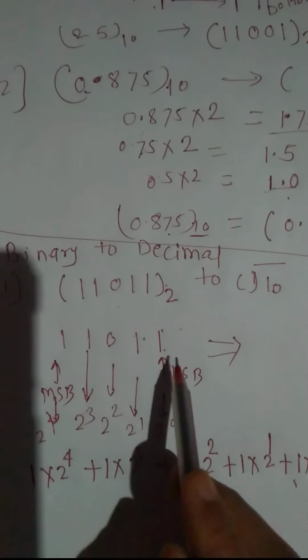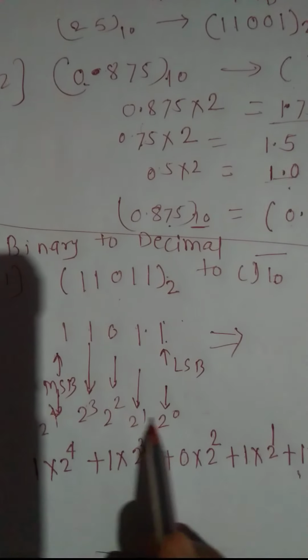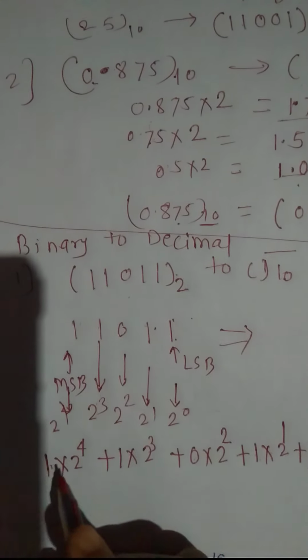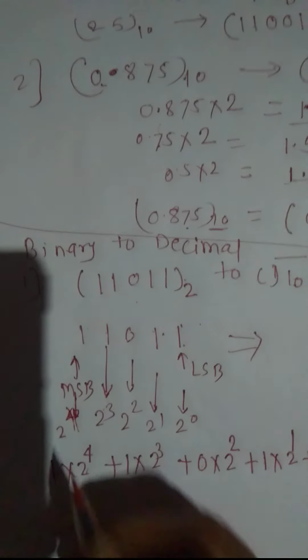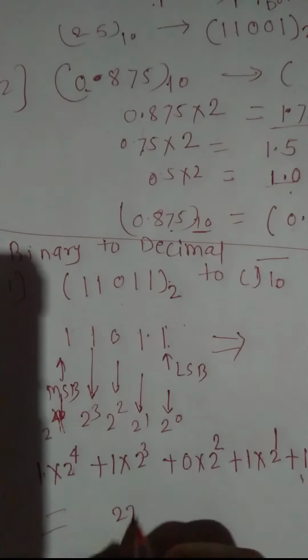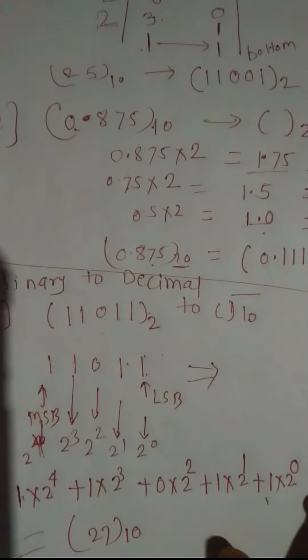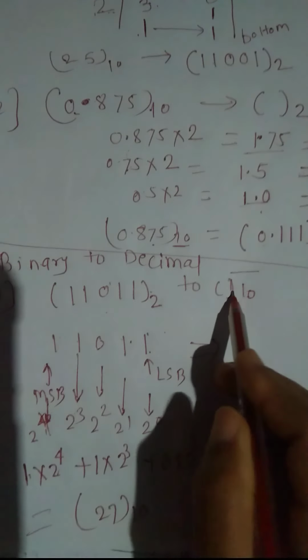These numbers are on the left-hand side, so the weighted positions are assigned in terms of positive powers. So for this one, the weighted position is 1 into 2 raised to 4. This is 2 raised to 4. So the answer is calculated as 27 base 10. This is the answer we calculate, and that is the conversion from binary to decimal.